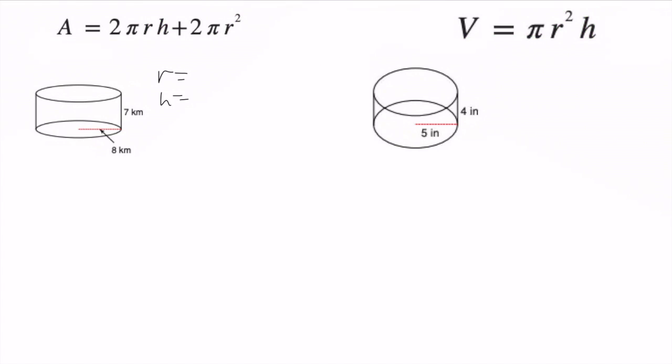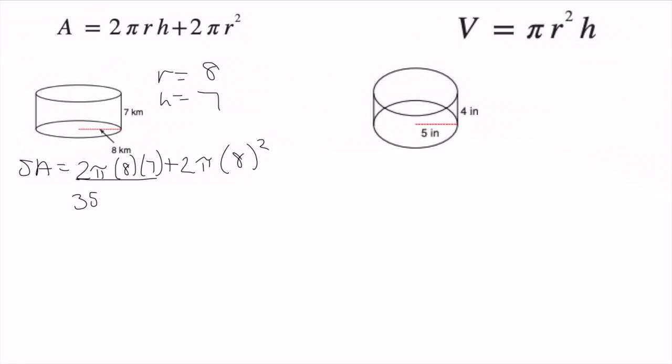So our radius in this one is 8, and our height is 7. So let's do surface area first. So surface area equals 2 pi times 8 times 7 plus 2 pi times 8 squared. So I'm going to plug this portion into my calculator, and I get 351.86 plus this is going to be 402.12. Then I just add them together. That'll give me 753.98 kilometers squared.